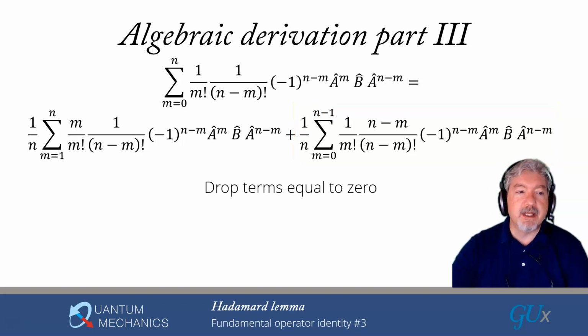And so I'm going to now replace those limits. And so you can see on the left-hand side, I'm going from m equals 1 to n. And on the right-hand side, I'm going from m equals 0 to n minus 1.